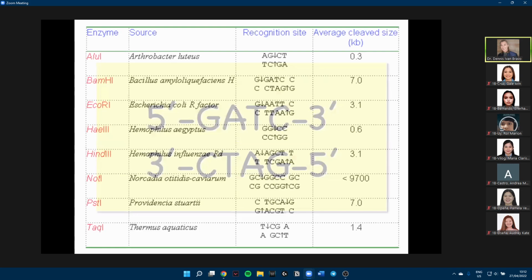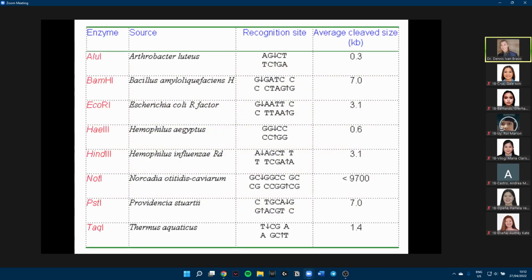We have here a tabulation of the common restriction endonucleases, the microorganisms where they come from, and the specific palindrome sequence they recognize and cut. Let's take a look at EcoR1. If you notice, the names of the enzymes are derived from the microorganisms where they come from, like EcoR1. We take the first letter of the genus, followed by letters coming from the species.